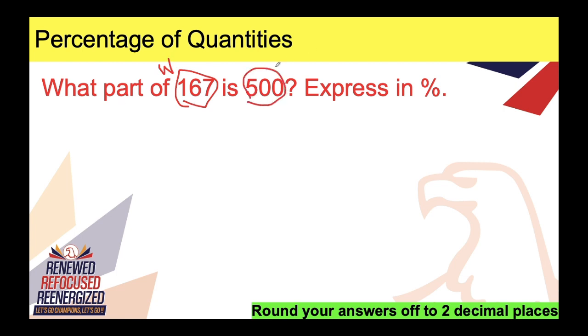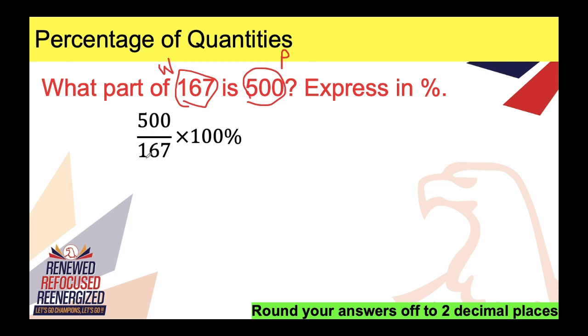This is the part. All right, so see, it's not about which one is bigger. You have to analyze and try to see which quantity is referred to as the whole. All right, so we can write this as a fraction. Since 500 is the part, this becomes our numerator, and this is our denominator, times 100. Since the numerator is bigger than the denominator, what will you expect?